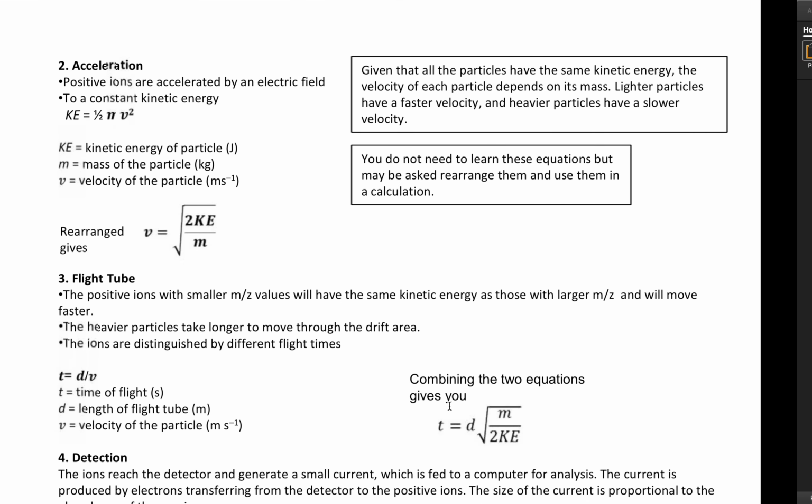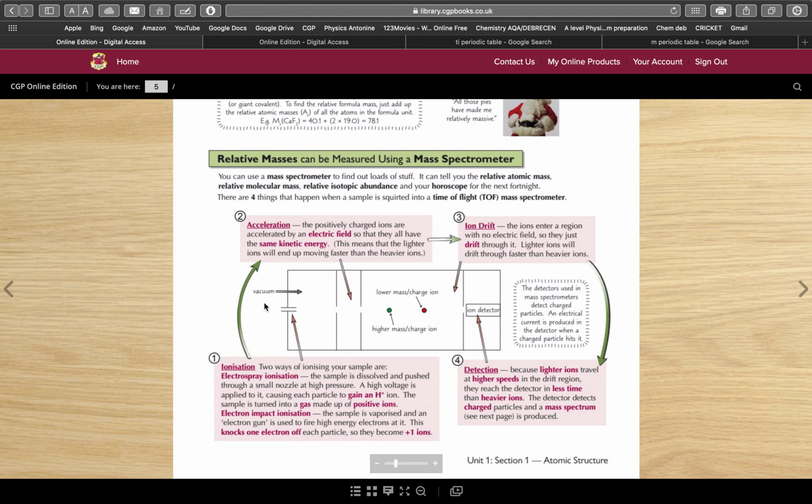So we've talked about our first step in your time of flight mass spectrometer, which is your ionization, where electrospray and electron impact take place. During electron impact, your vaporized sample enters your ionization area at low pressures. Here, an electron gun fires a high energy electron at your sample, causing the outer electron to be released, making it become an ionized sample, which is a positively charged sample.